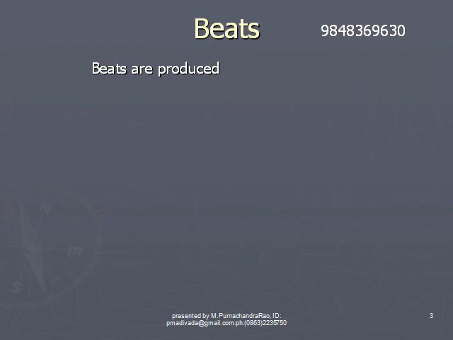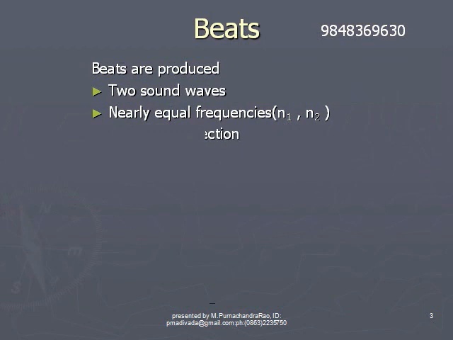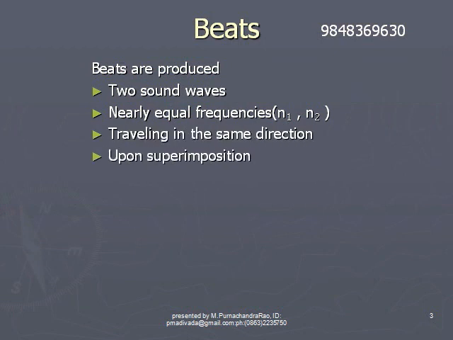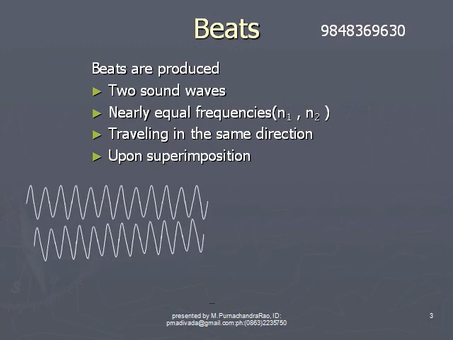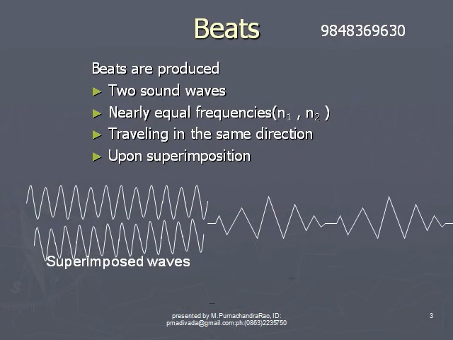Beats are produced due to the superimposition of two sound waves of nearly equal frequencies. Beats are produced by the superimposition of two sound waves traveling in the same direction with nearly equal frequencies. Let us consider two waves of frequencies N1 and N2. When they get superimposed, the type of wave that is produced is known as a beat wave, as shown at the right.